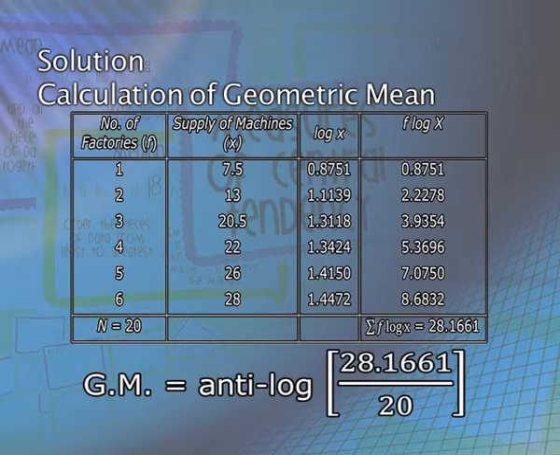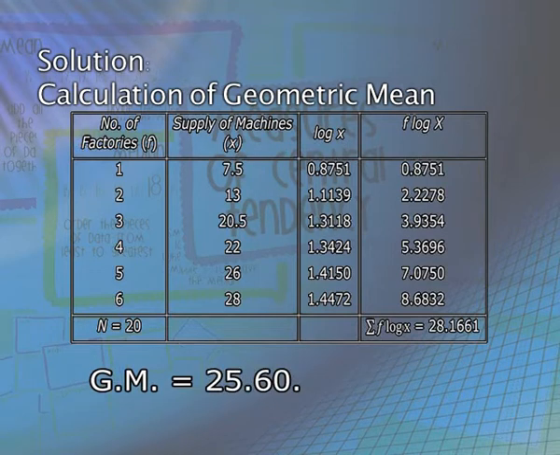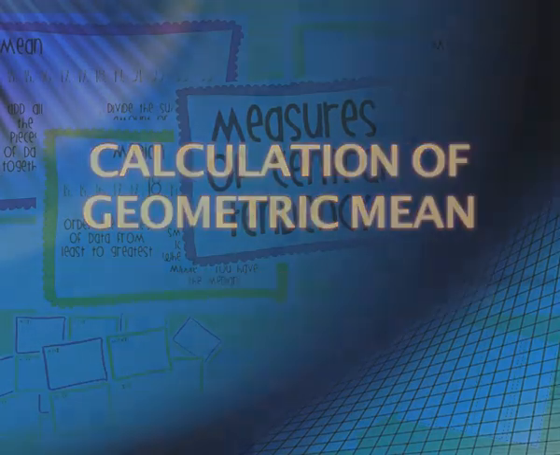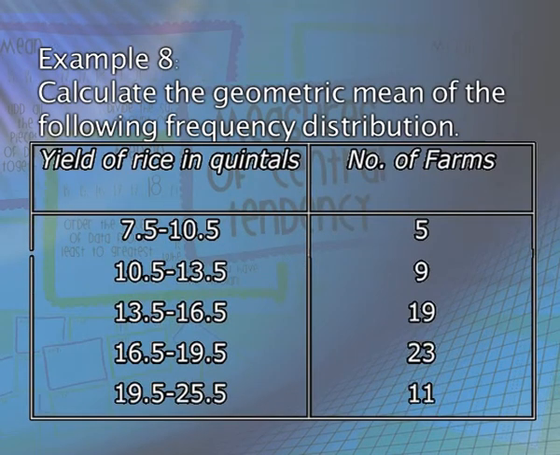So GM is equal to antilog of 28.1661 divided by 20. So GM is equal to antilog of 1.408305. So finally we have the GM with us, that is equal to 25.60. Now we have the formula with us for this, that is GM is equal to antilog of sigma f log x divided by capital N.